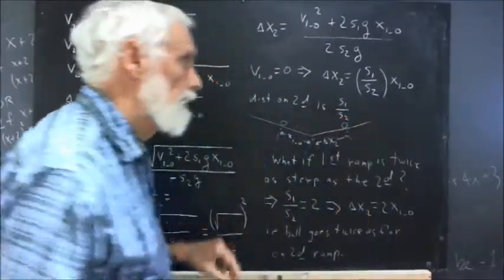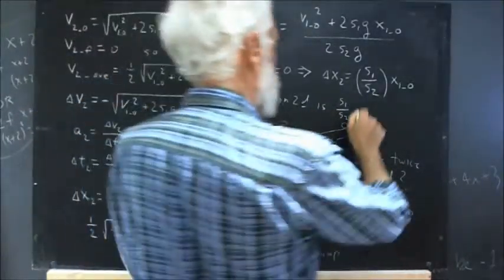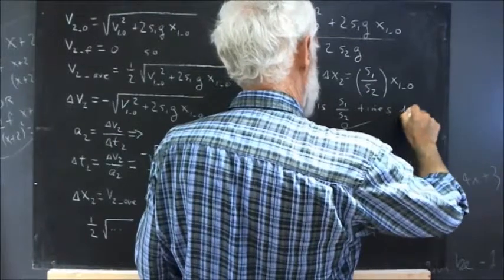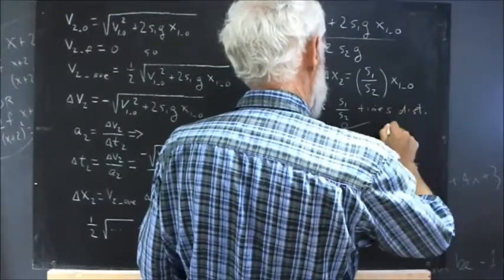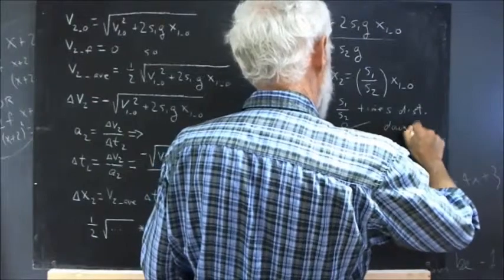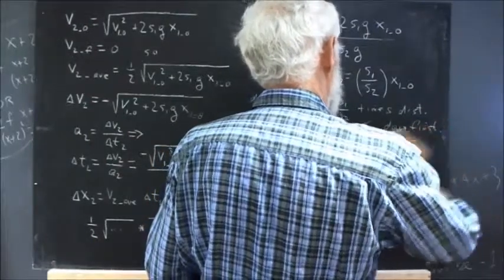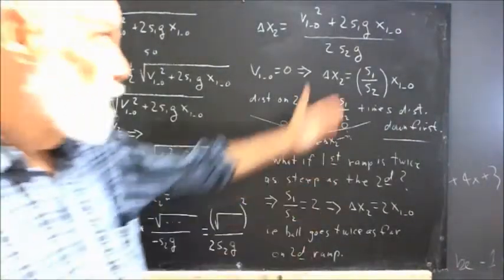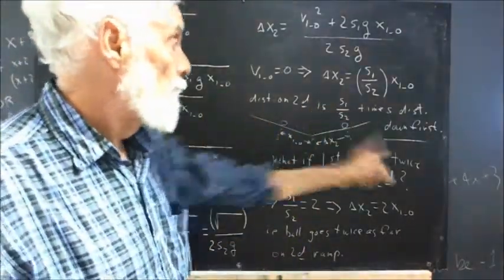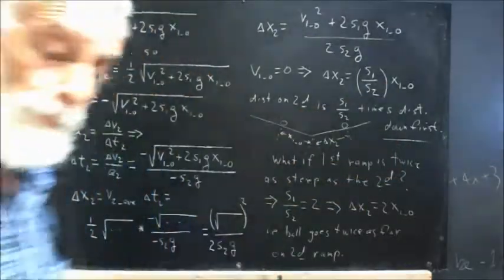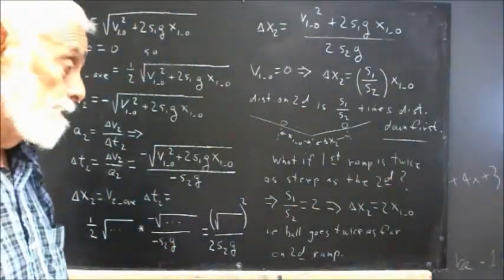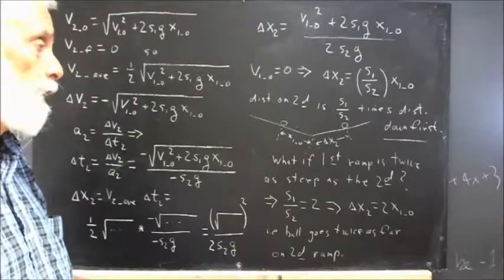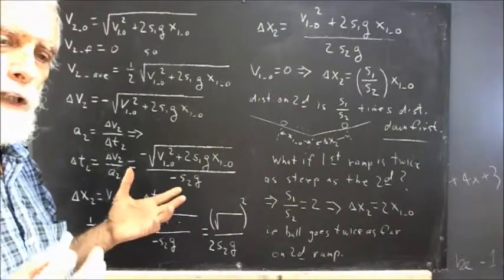Okay. So what we're saying here is then that the distance on the second ramp is S1 over S2 times the distance on the first. It's just a simple proportionality. You look at the ratio of the two slopes and you get the ratio of the two distances. Now in the next segment we're going to go on and talk about a simpler way to have analyzed this.